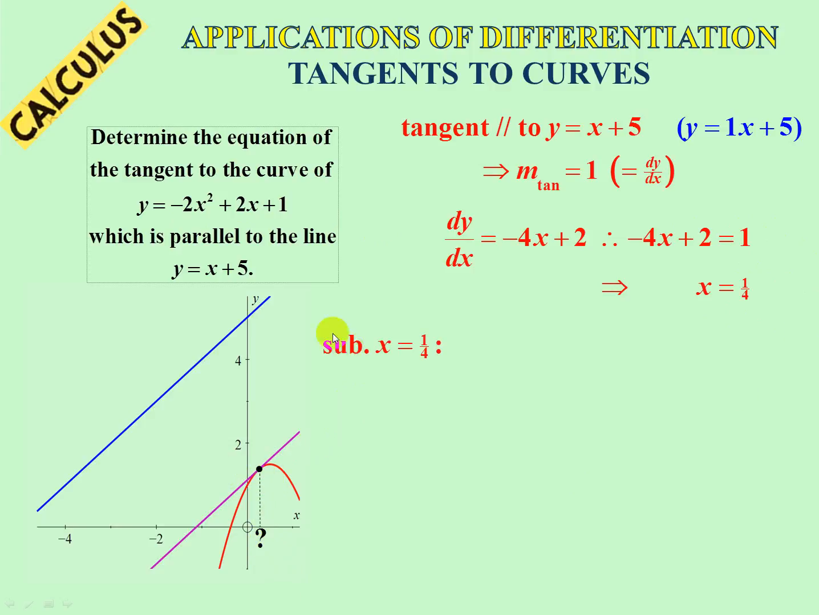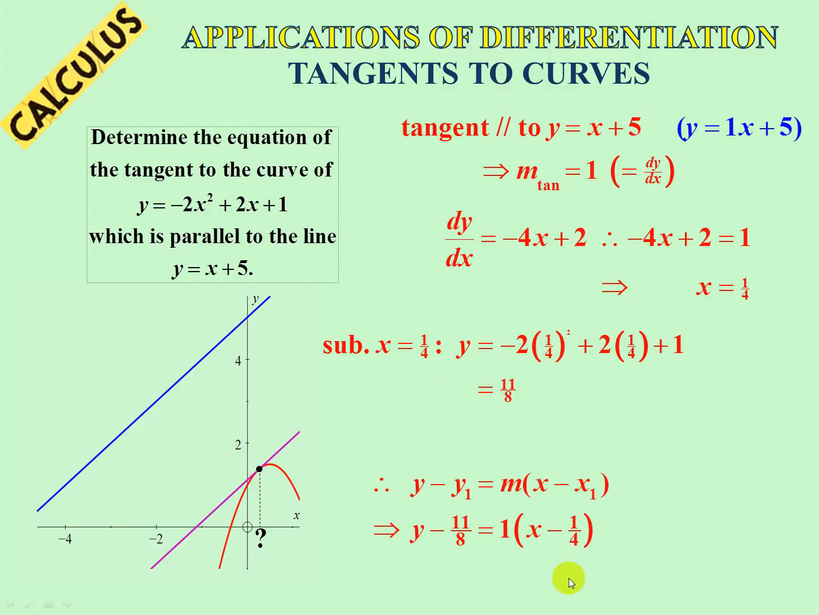I need to sub into the original, because it's this curved line, the parabola, which I need to find the y value. And y is 11 over 8. So now I know my gradient is 1. I know x1, y1 is a quarter, 11 over 8. So therefore I can substitute into my equation formula. Solving that, we get y equals x plus 9 over 8.